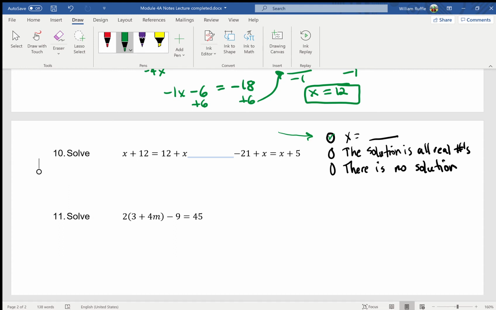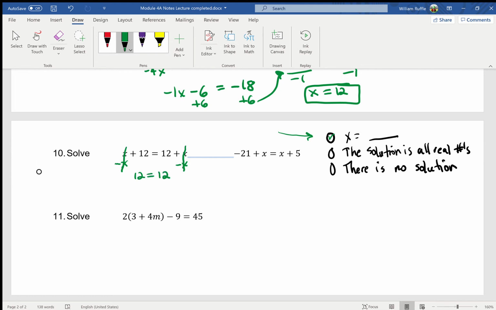Alright, so now, like I said the last question, I always try to connect my x's first. So I'm going to try to bring these on the same side. So I'm going to subtract x. What happens on here, x minus x is 0, it's gone. X minus x is 0, so my x's have disappeared. I'm left with 12 equals 12.